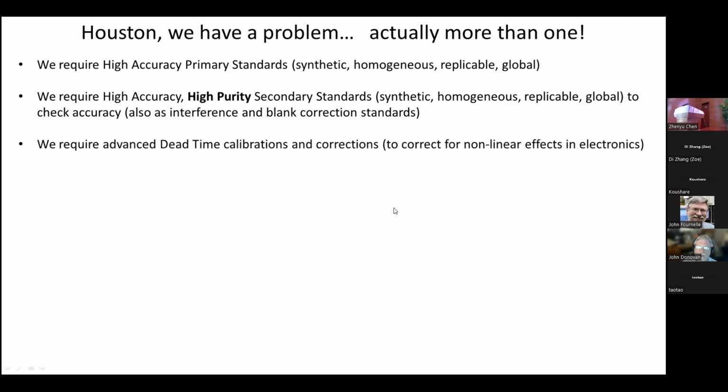We need to check our dead time calibrations. This is something that's often neglected. We often think of this as a factory adjustment, but we now know that there are severe nonlinear effects in our WDS electronics. And there's a recent paper that I've just published with John Furnell and others that just came out last week. So you should check that publication in Microscopy and Microanalysis, where we discuss a new method for dead time calibrations and corrections, and I will discuss that further.